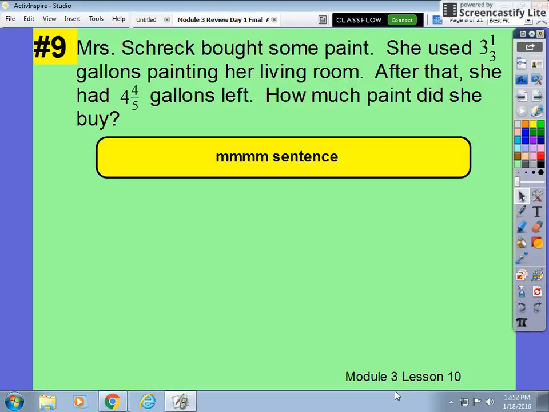So we are working on problem number 9. Mrs. Schreck bought some paint. She used 3 1/3 gallons painting her living room. After that, she had 4 4/5 gallons left. How much paint did she buy?